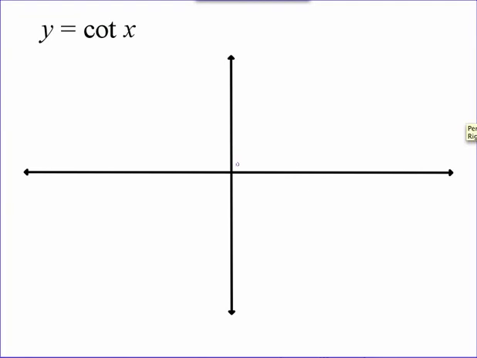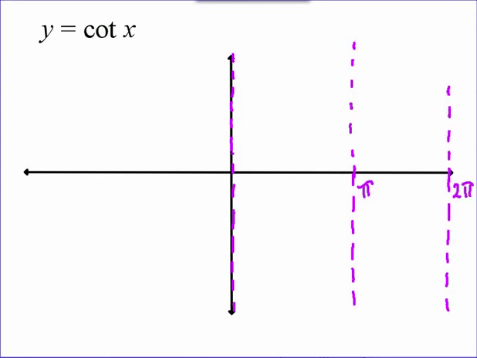0 and pi. So basically it's kind of a flip. At 0 you've got an asymptote. At pi we've got an asymptote. I would also have another asymptote at 2 pi, because that's the same as 0. Now I just need to fill some values in. What would be a value between 0 and pi? Pi over 2, which would be like 90. What do you think the value is going to be right there on your graph? 0. Good.